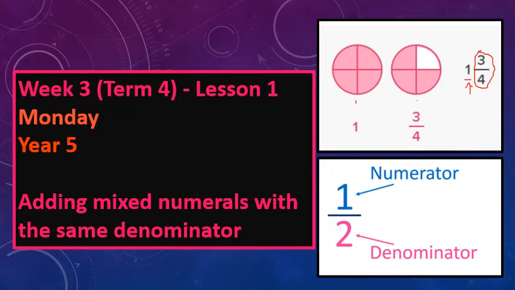We are adding mixed numerals, so things like 1 and 3/4 with other mixed numerals that have the same denominator. And remembering that the denominator is the number that comes at the bottom of a fraction. It's not the number on the top, that's our numerator. It's telling us how many parts a whole has been divided into. So here, our denominator is 4 or quarters, so our whole has been divided into 4 equal parts.